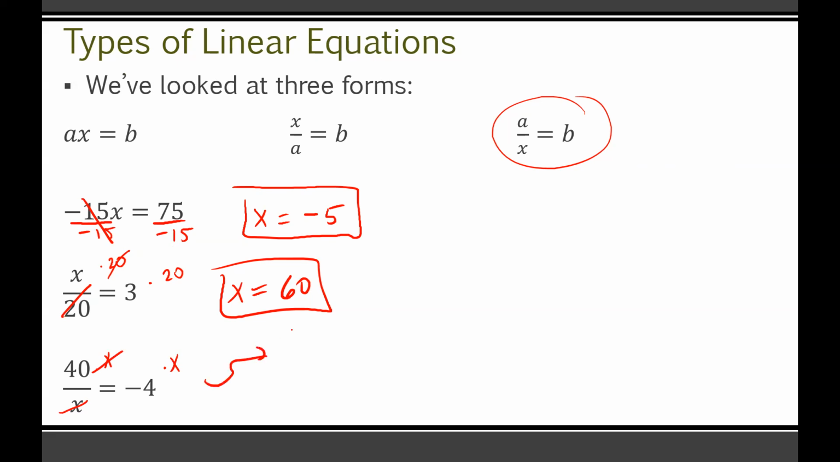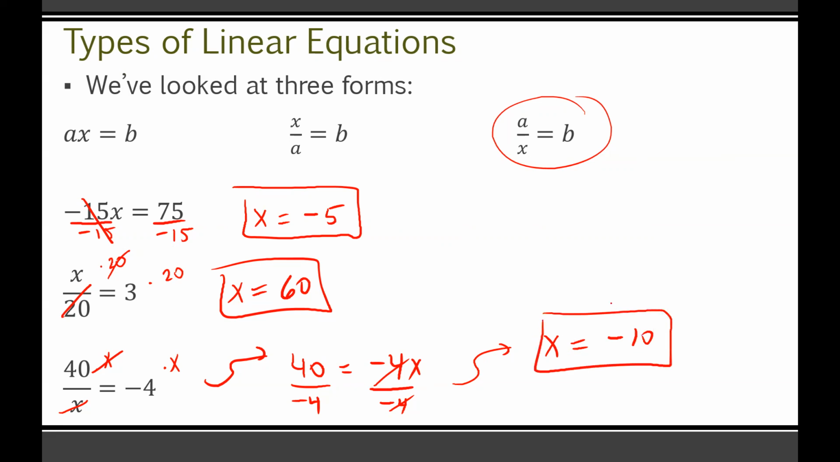So watch what happens. This becomes 40 equals negative 4 times x. That becomes a lot more familiar. That looks a lot more like the very first one we did today, right? To get x all by itself now, we just divide by negative 4 on both sides. Negative 4x divided by negative 4 cancels those negative 4s out. This leaves us with x equals 40 divided by negative 4, which is negative 10.